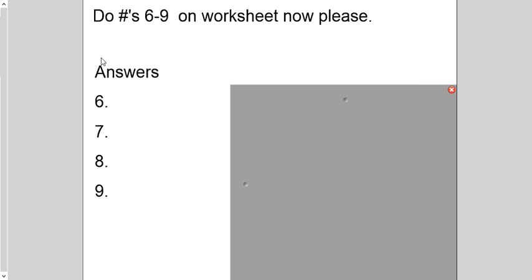At this point, if you look over your homework paper or class paper, you've got problems 6, 7, 8, and 9 that would mirror these 3 examples, 2 of each.